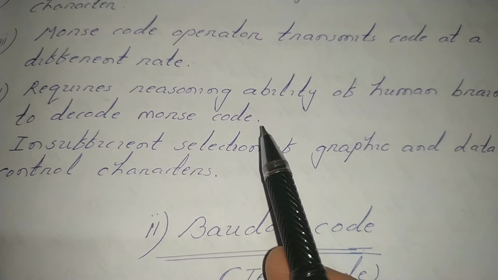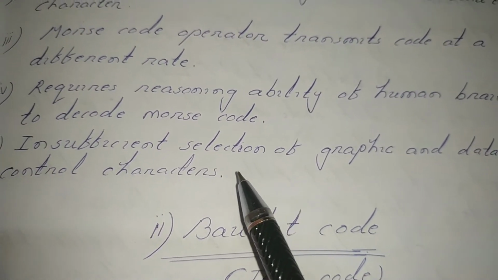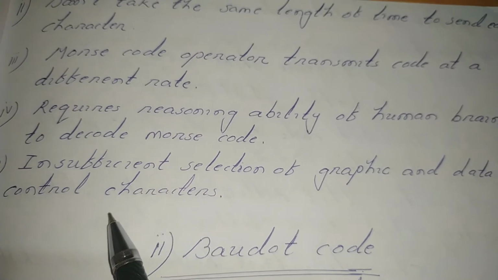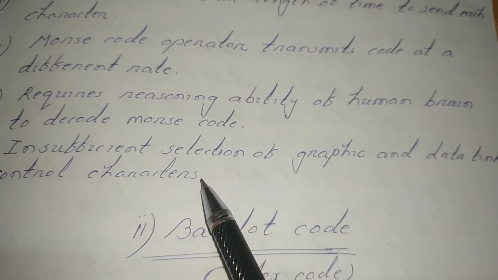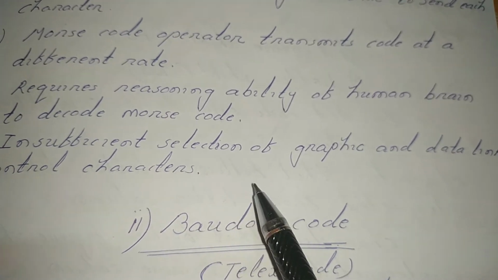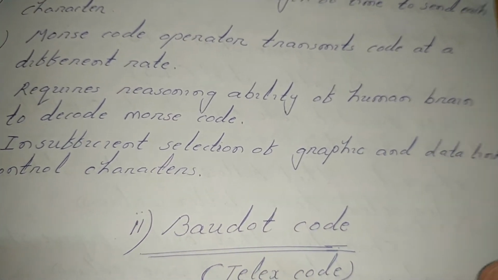There is no specific algorithm to decode the Morse code. Some reasoning ability is required. And there is insufficient selection of graphic and data link control characters. So these are the disadvantages of the Morse code. That's why it is not used nowadays.